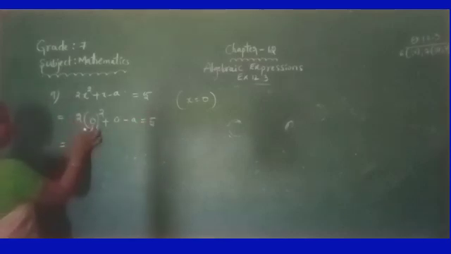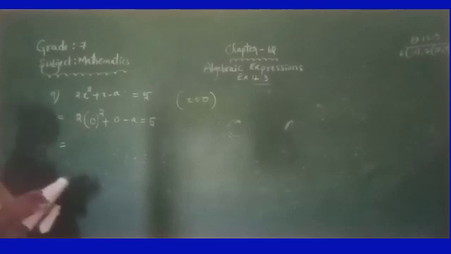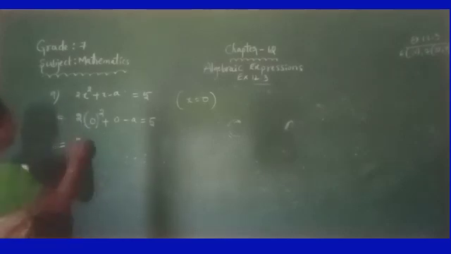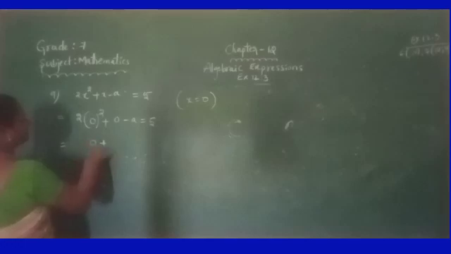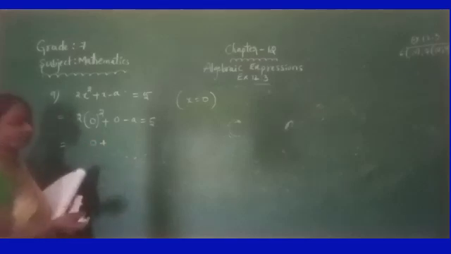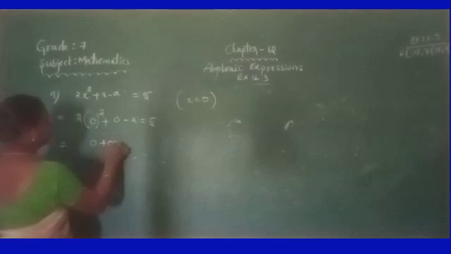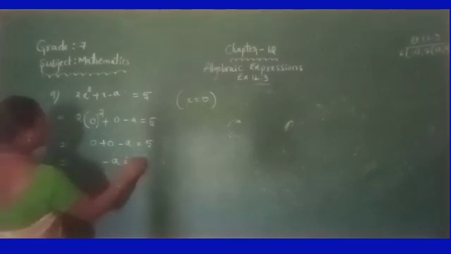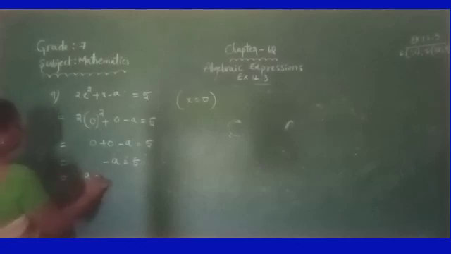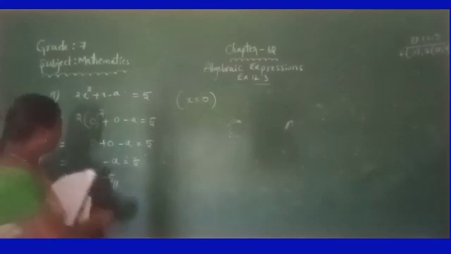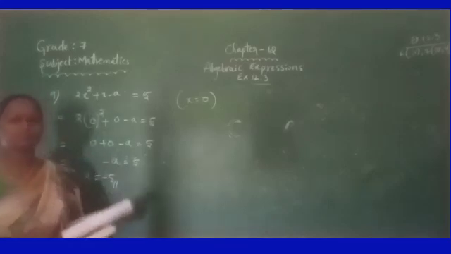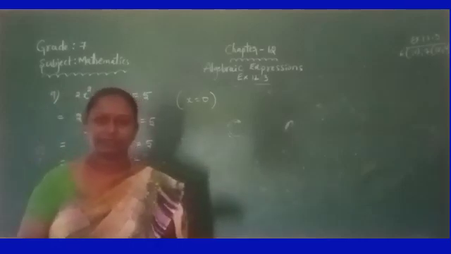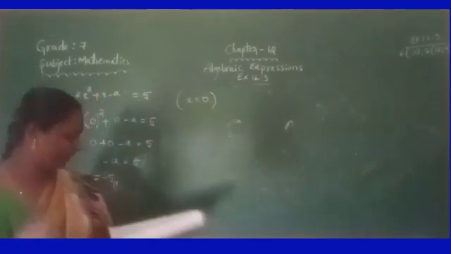So 2 into 0. If any number is multiplied by 0, what do we get here? 0. 2 into 0 is equal to 0. 0 square also means 0 only. 0 cube is 0. 0 minus a is equal to 5. 0 plus 0 is 0. So here what is the remaining? Minus a is equal to 5. So our a is equal to minus 5. What is the value of a? A is equal to minus 5. Very good.